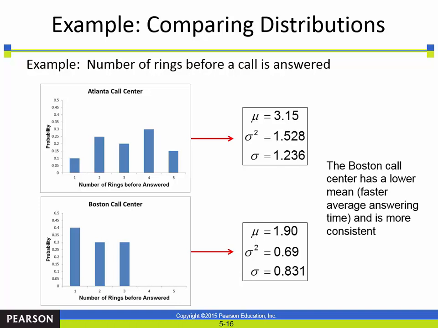So you can see in Atlanta, their average is 3.15. In Boston, their average is 1.9 rings. Their variance is 1.528, 0.69, standard deviation 1.236, and 0.831. So we would say Atlanta, not only does it take them longer to answer, they also have a wider variance and a wider standard deviation. So they're slower, and they're less consistent as well.